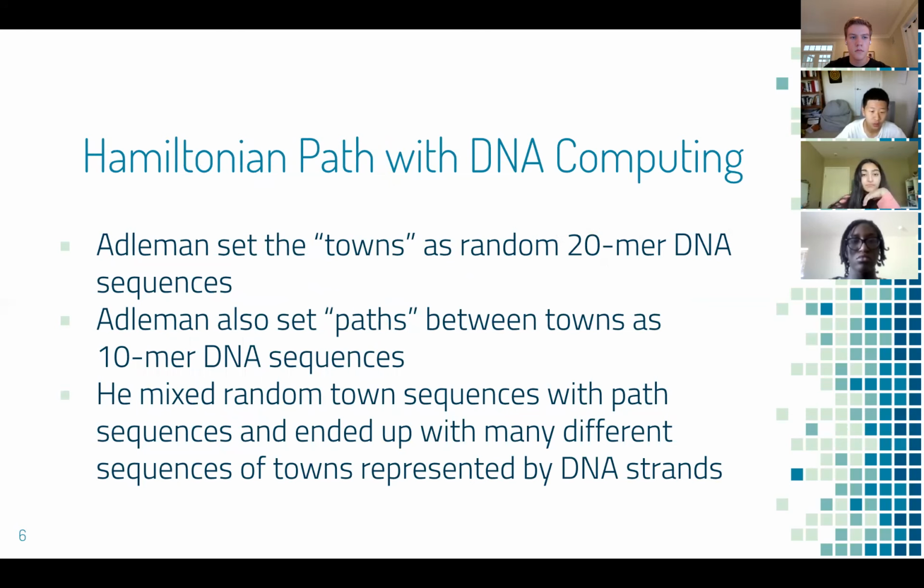So we can do this by setting the towns as random 20-mer DNA sequences, which is what Leonard Adleman, the first person to solve this problem, did. Adleman also set paths between the towns represented as 10-mer DNA sequences. And he mixed these 10-mer and 20-mer town and path sequences many times and ended up with many different sequences of towns represented by DNA strands.